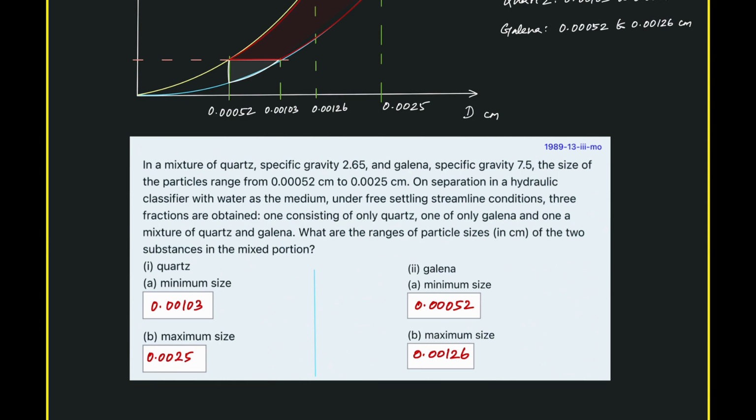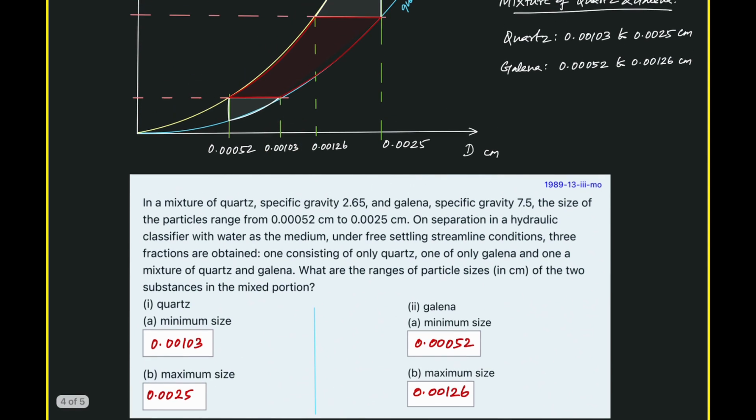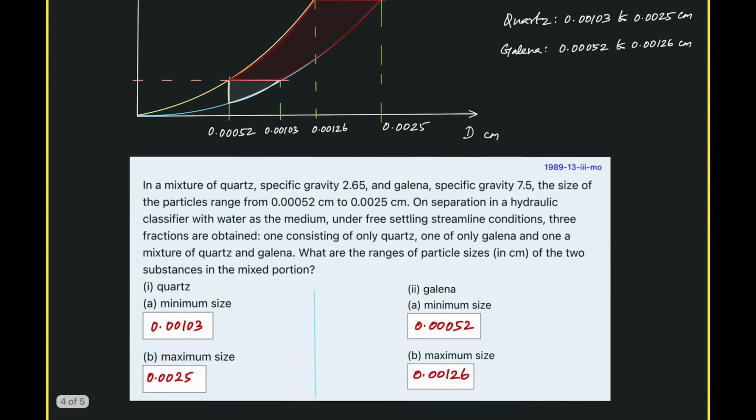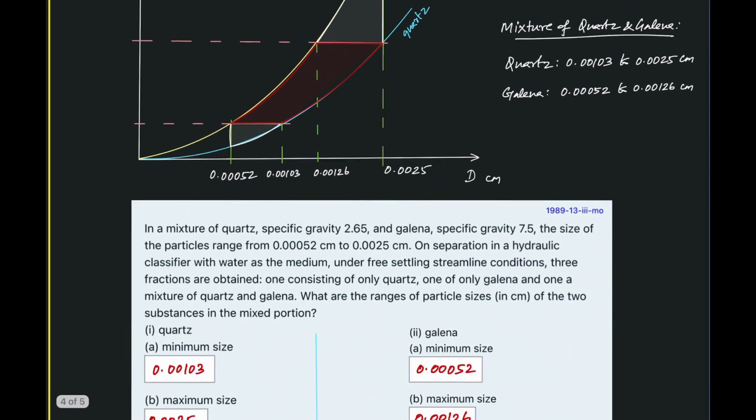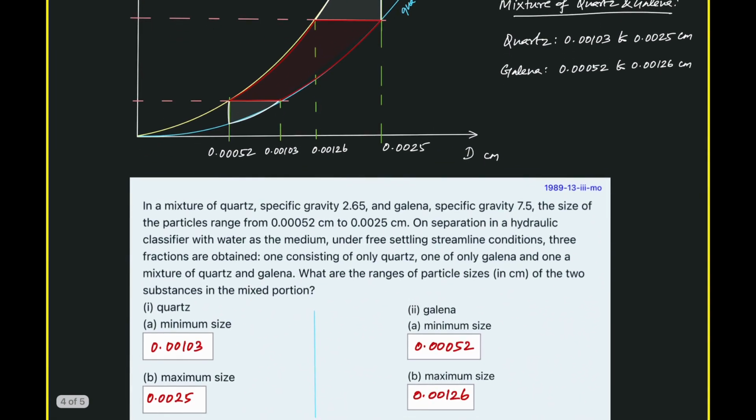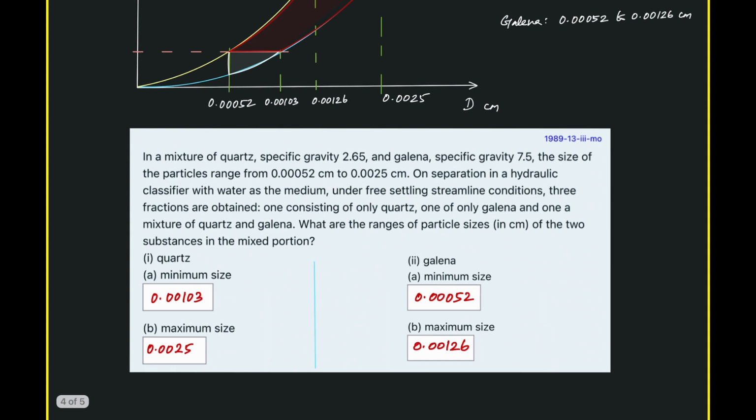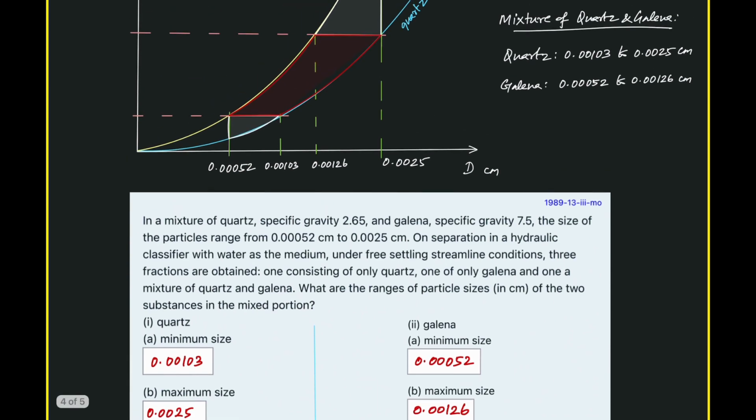The minimum size quartz is this, and the maximum size quartz in the mixture is 0.0025. For the galena in the inseparable mixture, this point is 0.00052, and the maximum corresponds to this one. This is the mixture of quartz and galena in the mixed portion. Okay, it's a nice problem.